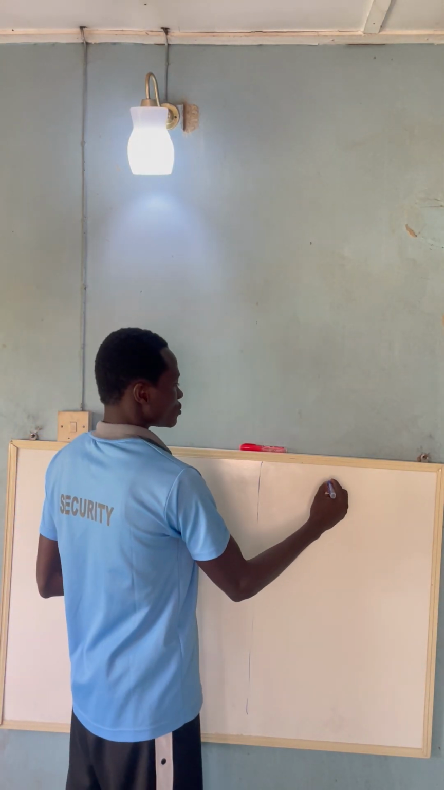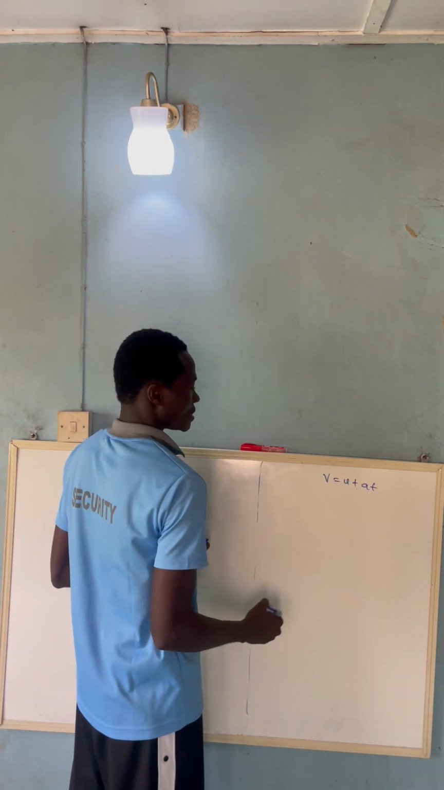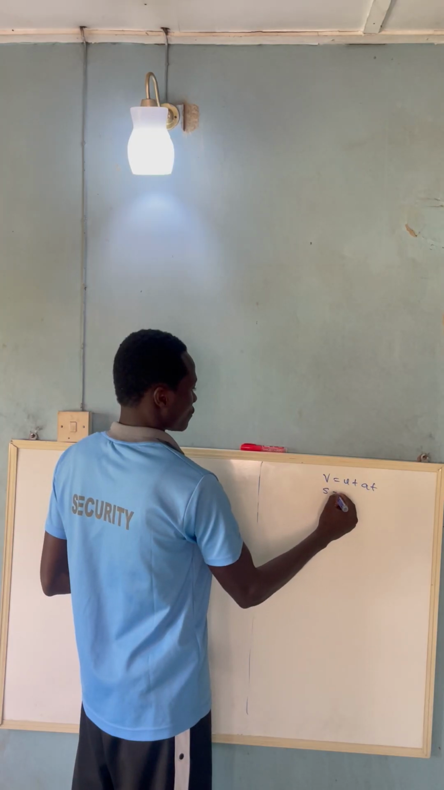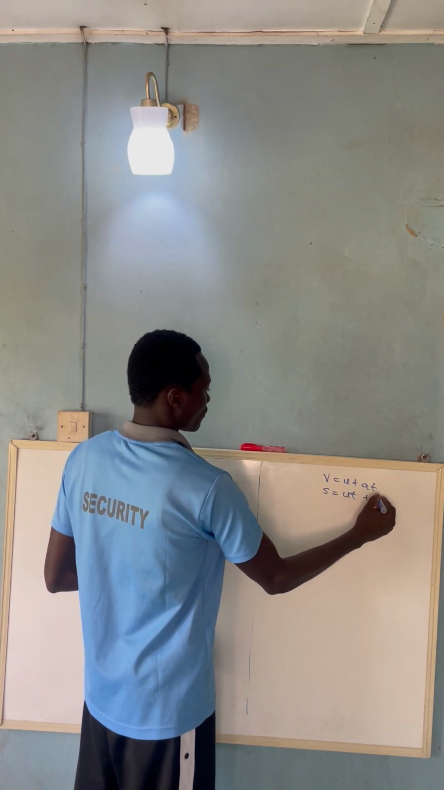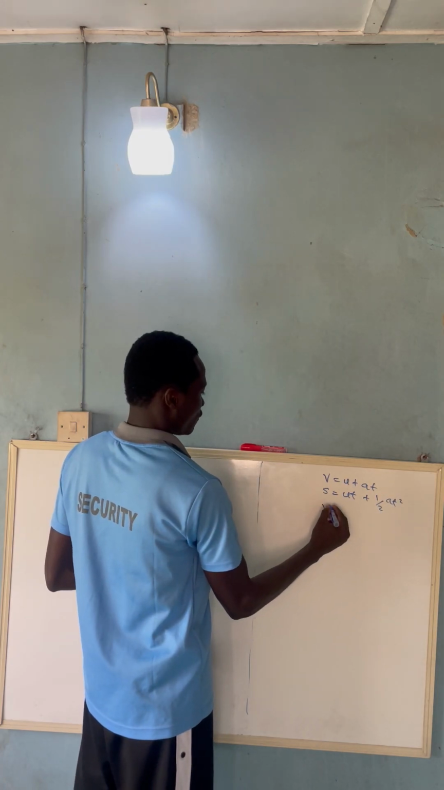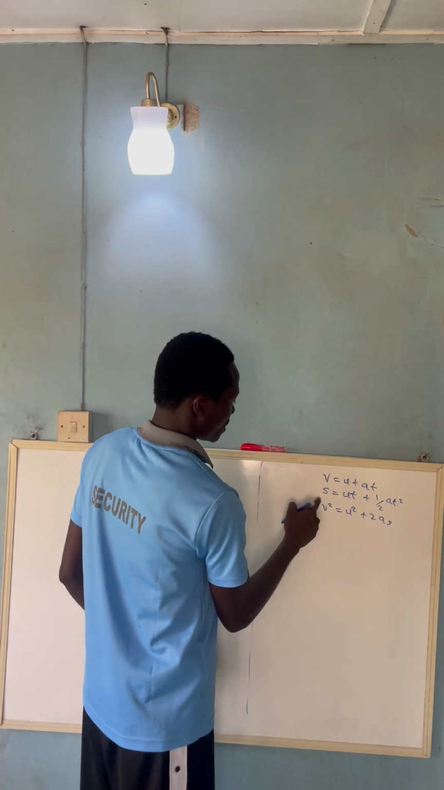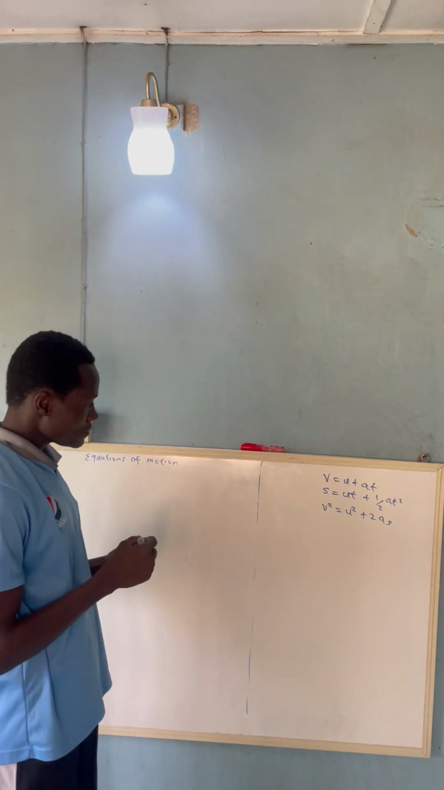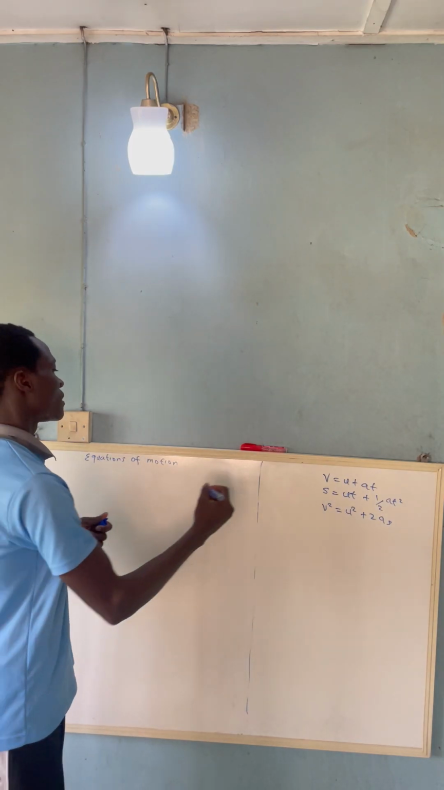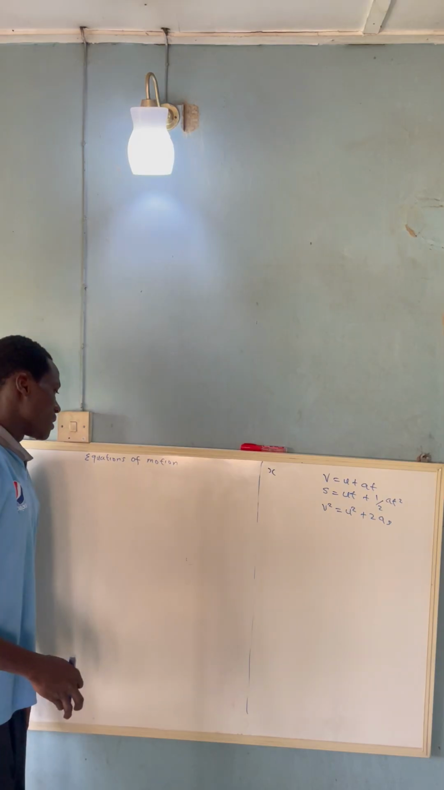The first equation of motion is v = u + at. The second equation of motion is x = ut + ½at². And the third one is v² = u² + 2as. x here is displacement, but in differentiation we can use this x to represent displacement.